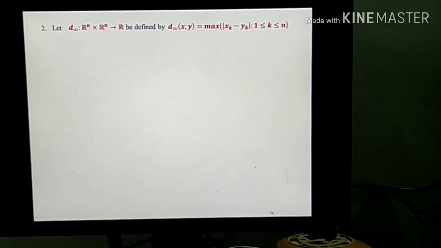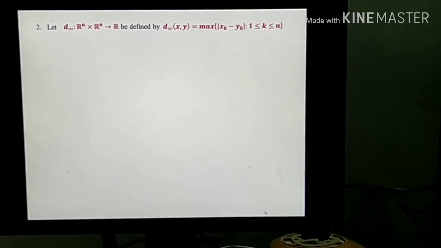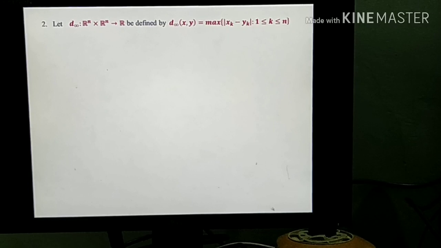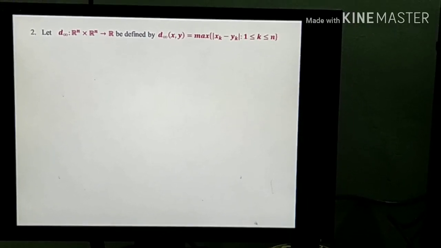Third property is very trivial. You have to just replace mod xk minus yk by mod yk minus xk, and we will get d infinity xy is equal to d infinity yx for all x, y belongs to Rn.